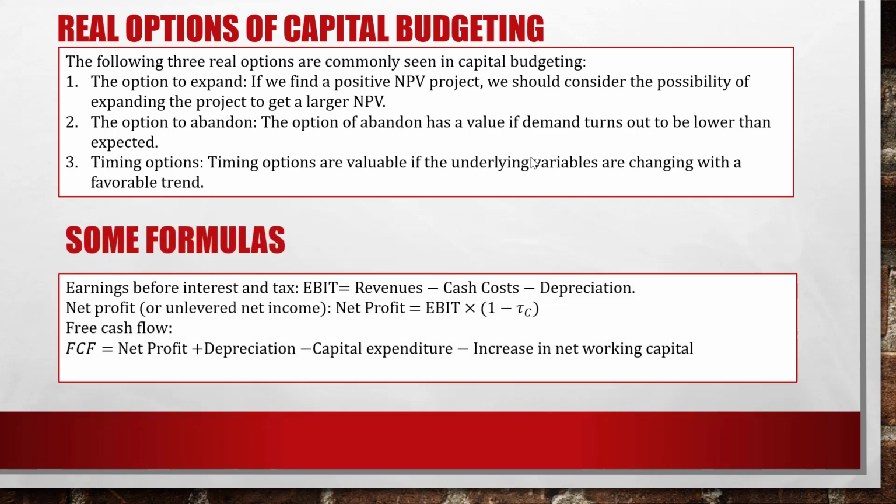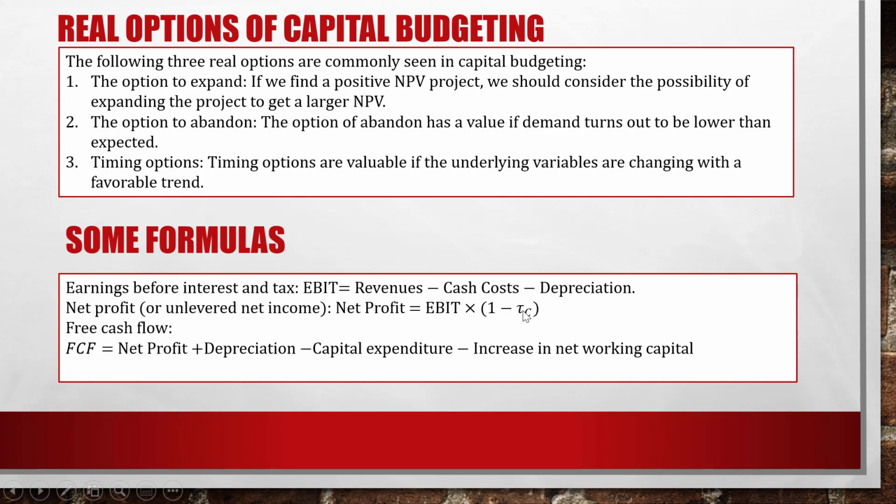And here we have some formulas. The earnings before interest and tax is denoted by EBIT, and it is calculated by taking revenues, subtract cash costs, subtract depreciation. Remember, depreciation is the non-cash expense, right? So we take the revenue, subtract the costs, both cash and non-cash.